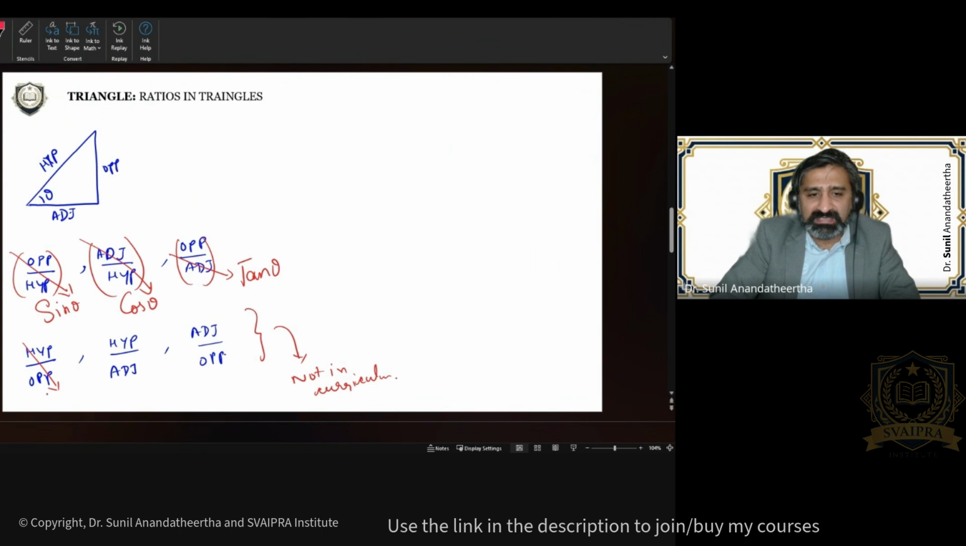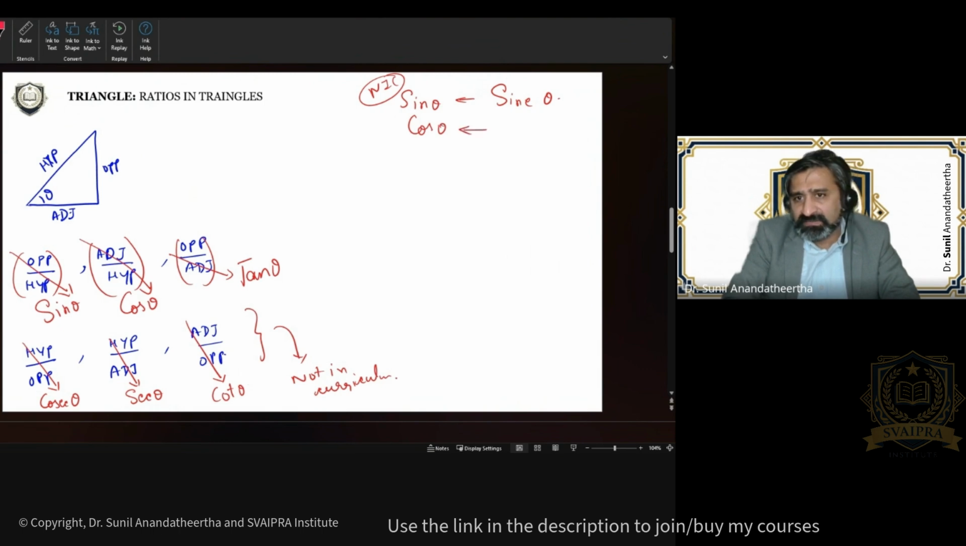So this is 1 divided by sine theta. In other words, it is called cosecant theta. And this for us is then going to become secant theta. And that here is called cot theta. Now the full names: sine is actually the full name for sine theta, and cos theta, this is not in your curriculum as well. Now this is cosine theta, and tan theta is a short form of tangent.